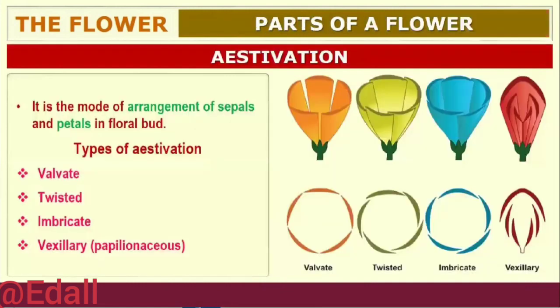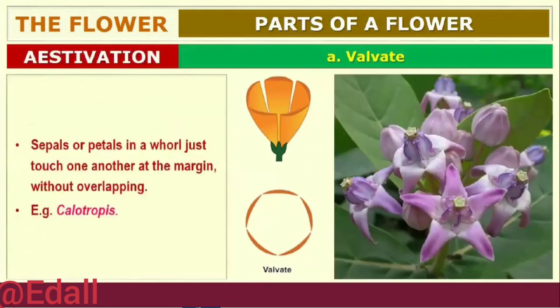Aestivation. The mode of arrangement of sepals or petals in floral bud with respect to the other members of the same whorl is known as aestivation. The main types of aestivation are valvate, twisted, imbricate and vexillary. When sepals or petals in a whorl just touch one another at the margin, without overlapping, as in calotropis, it is said to be valvate.